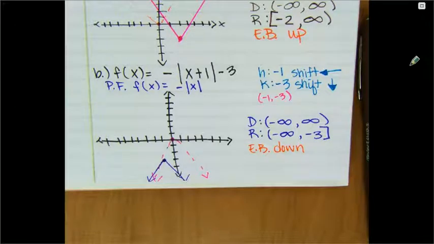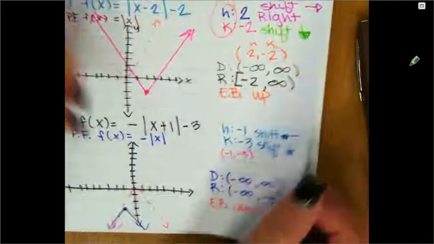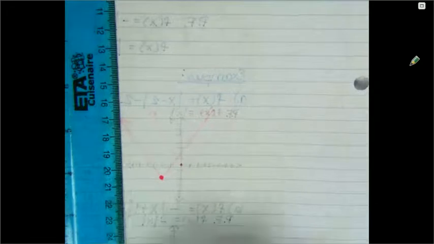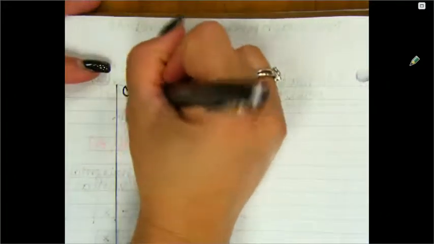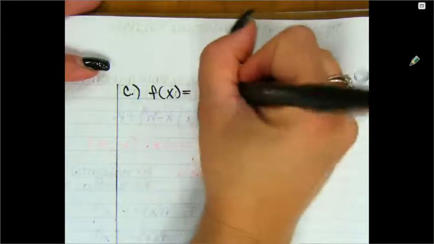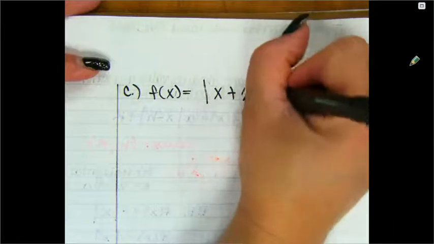I'm going to do one more, because all of a sudden I throw in h and you're all stuck. Okay. f of x equals absolute value of x plus 2 plus 3.